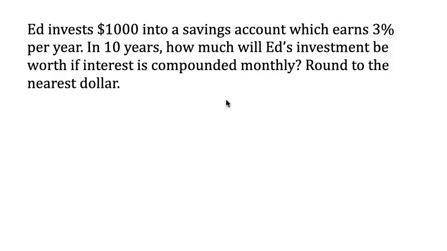So Ed invests $1,000 into a savings account which earns 3% per year. In 10 years, how much will Ed's investment be worth if interest is compounded monthly? Round to the nearest dollar. So let's write down the formula we'll be using. We have A equals P times (1 plus the interest rate over N) raised to the power of N times T.